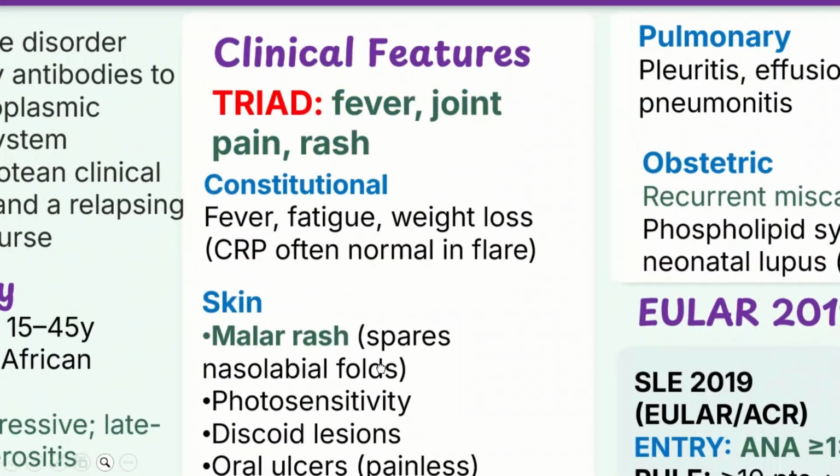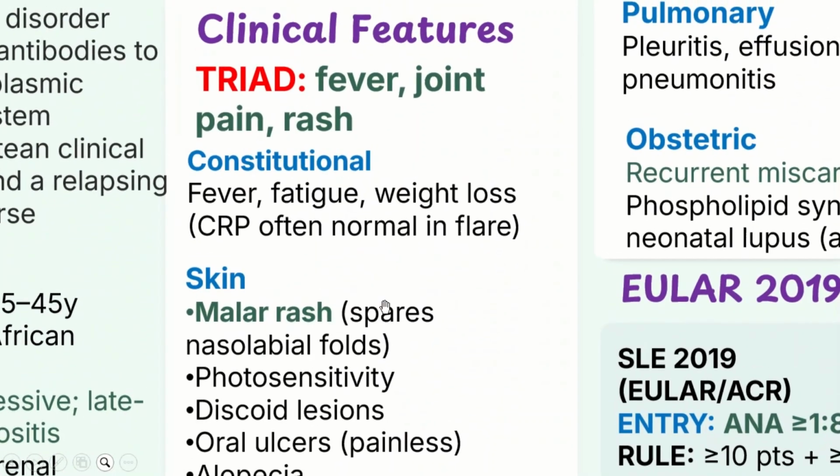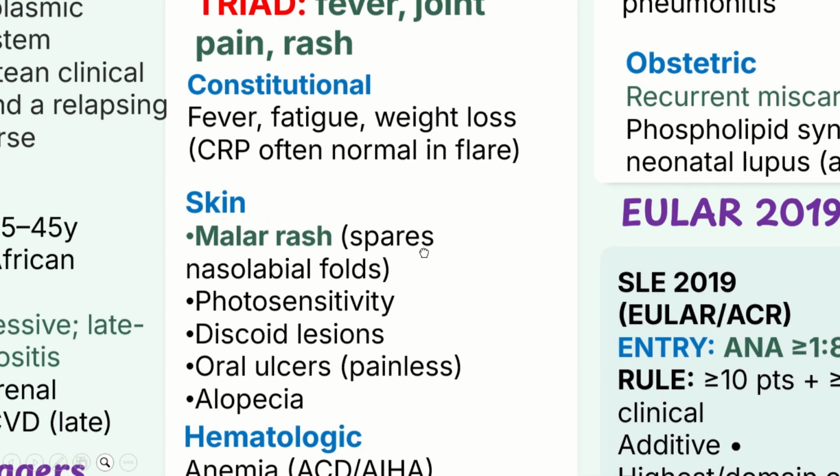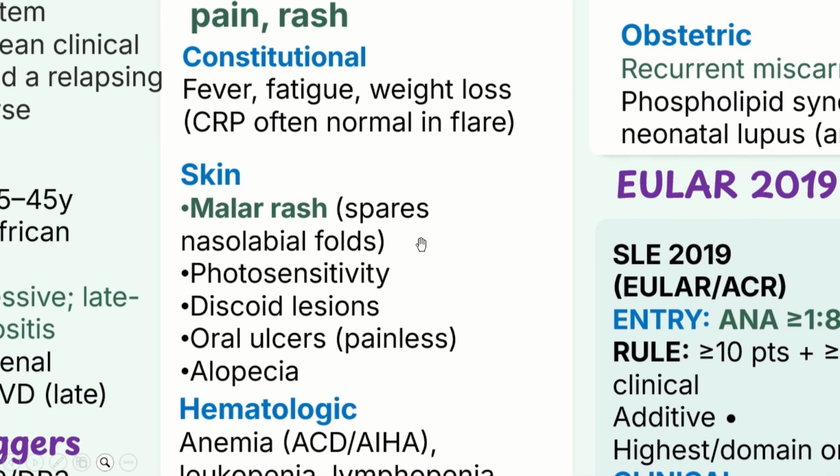So when we look at the clinical features, patients with lupus are going to have a classic triad of fever, joint pain, and a rash, and then you shall have some constitutional symptoms that is going to still include the fever, fatigue, weight loss, and this may occur especially during a flare.